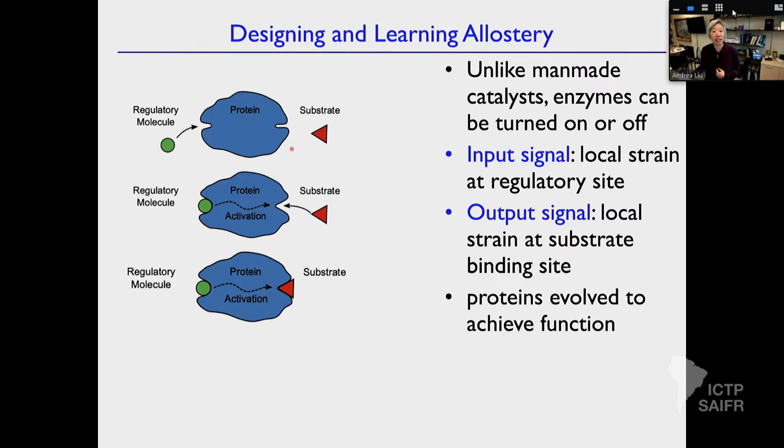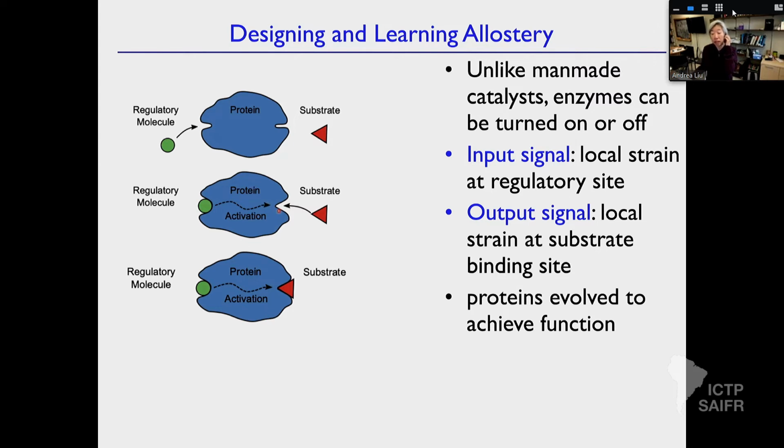So I told you a little bit about allostery. Here's my protein. Here's some molecule that wants to be chemically modified by it. Let's suppose this is an enzyme. A lot of signaling proteins work this way too. Right now, this molecule can't bind, but when this other molecule over here binds, that changes the conformation of the protein so that now this can bind.